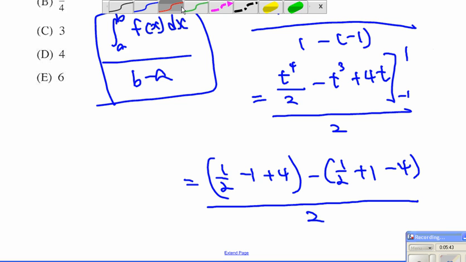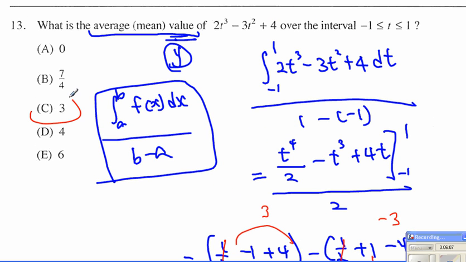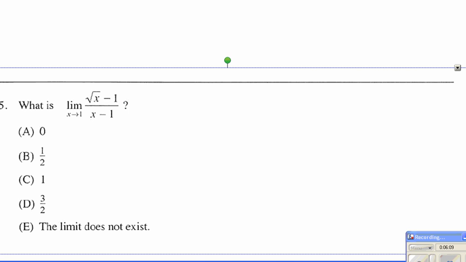Here you will realize quite easily that this 1 half cancels out with this 1 half. And the other thing, in fact, comes together. Here we have negative 1 plus 4 becomes 3. Here it becomes negative 3. But because of another negative sign, we end up getting 6 over 2, which is equal to 3. That becomes our final answer, which is choice C.